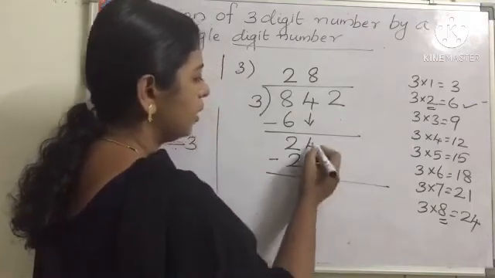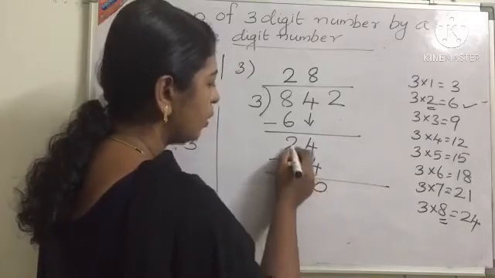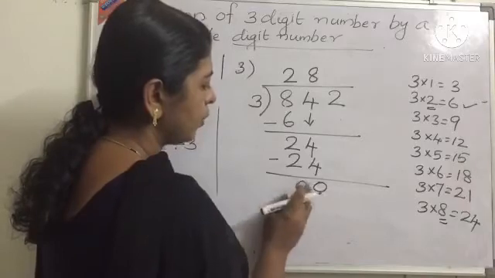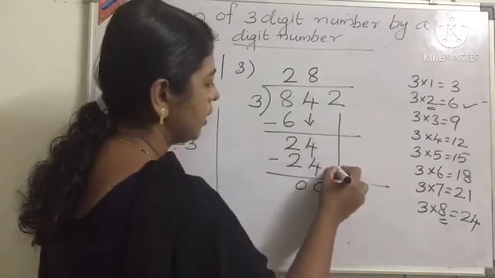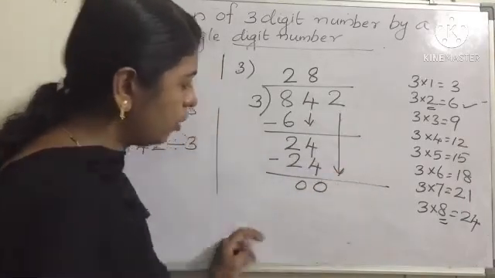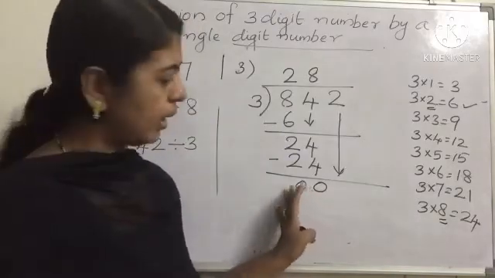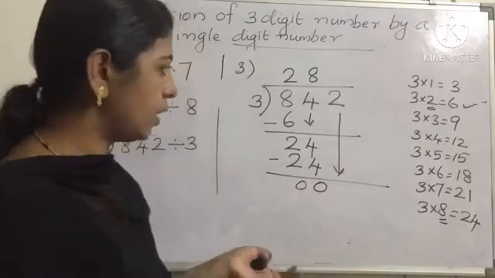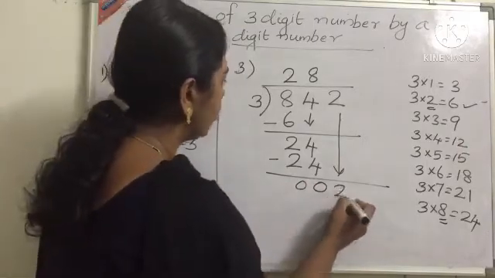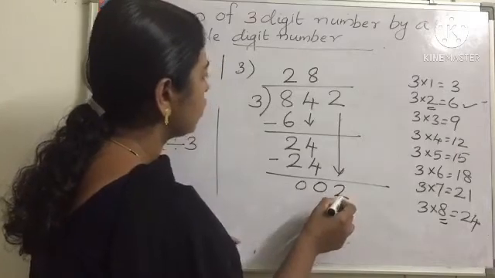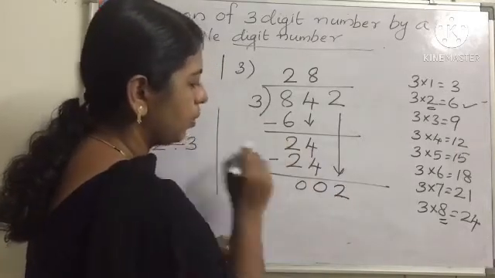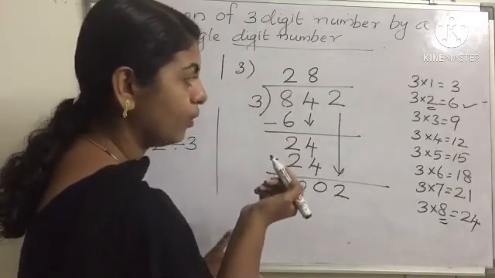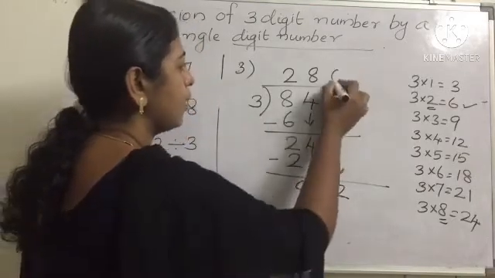Then subtraction. 4 minus 4 is 0, 2 minus 2 is 0. Then it's become 0, 0. Then you write the next digit down. If you want, you can avoid this 0. 24 minus 24 is 0. Then we write this 2 down. Then we can't divide this 2 by 3 because 2 is smaller than 3. Then what to do? How will we express that? By giving 0 here.